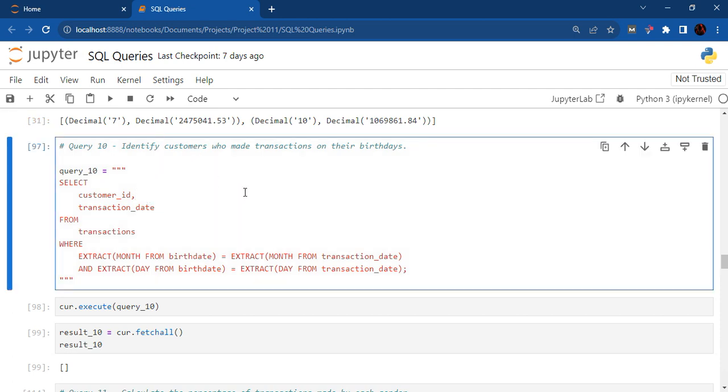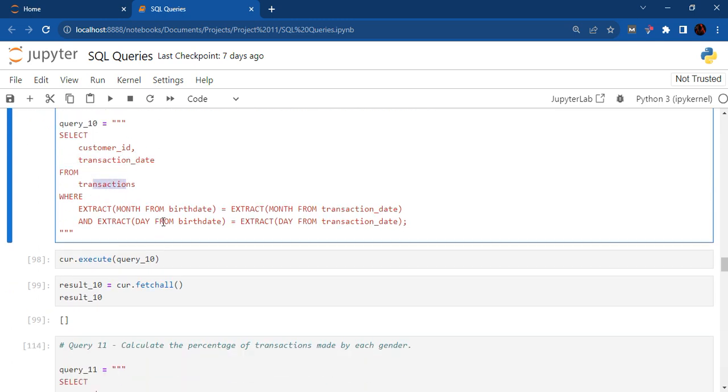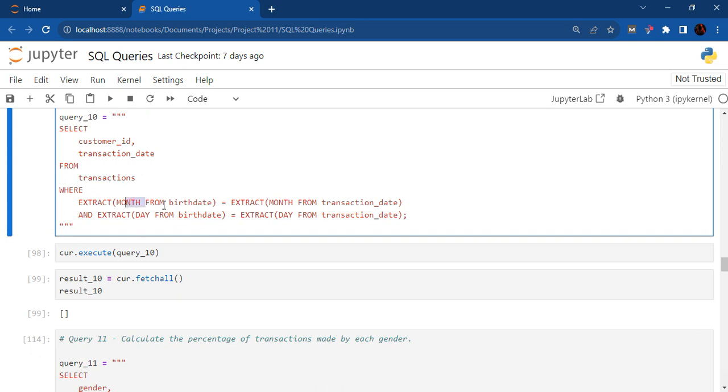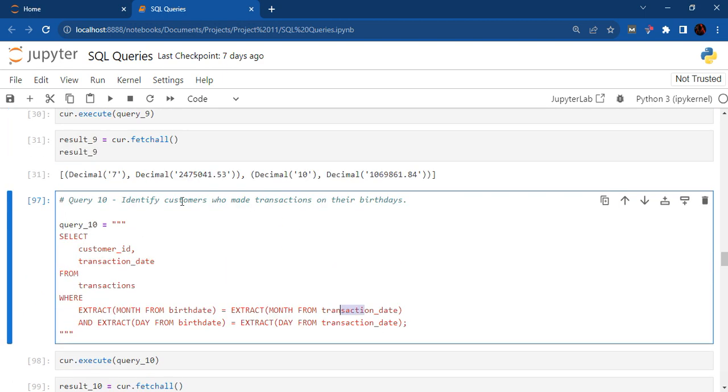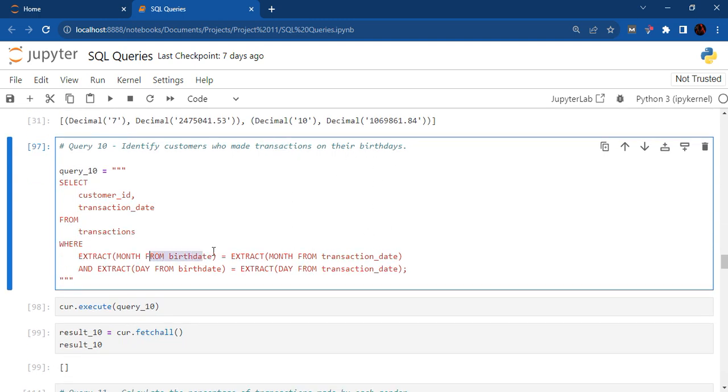Identify customers who made a transaction on their birthday. This is really cool. You made a transaction on your birthday. Okay, we select the customer ID, the transaction date from the transaction table. So I have to extract the month from their birth date. We have to equate it with the month from their transaction date. Remember, identify customers who made the transaction on their birthdays. So their birth date must be equal to the transaction date.